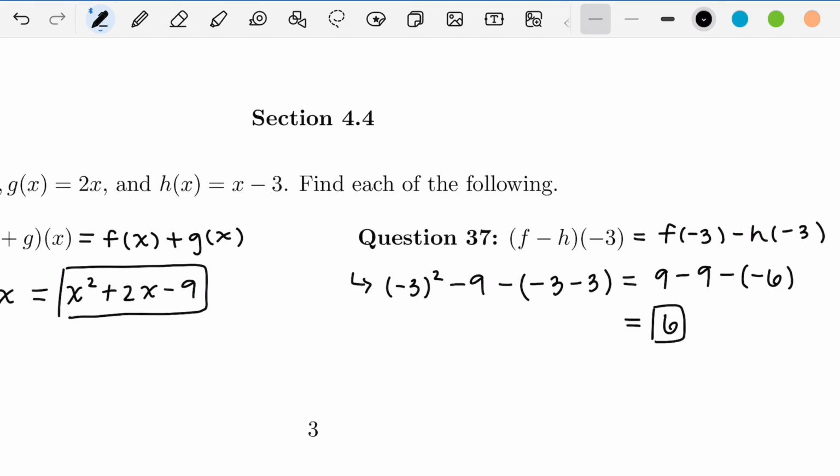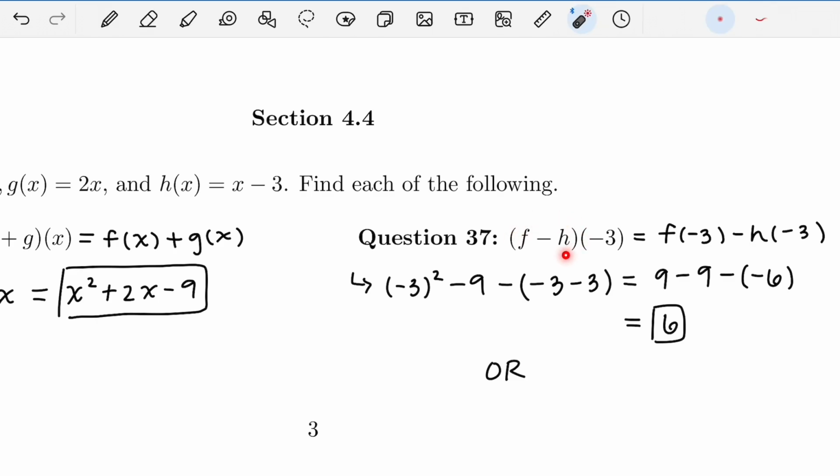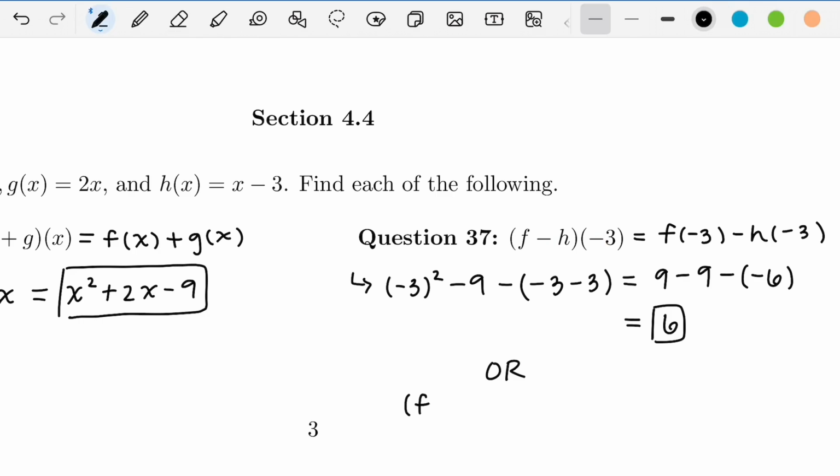Now, something to note here is that we could have done this another way. We could have first subtracted these 2 polynomial functions and then evaluated the result at negative 3. So we could perform the subtraction. Doing so, we're going to get x squared minus x minus 6.